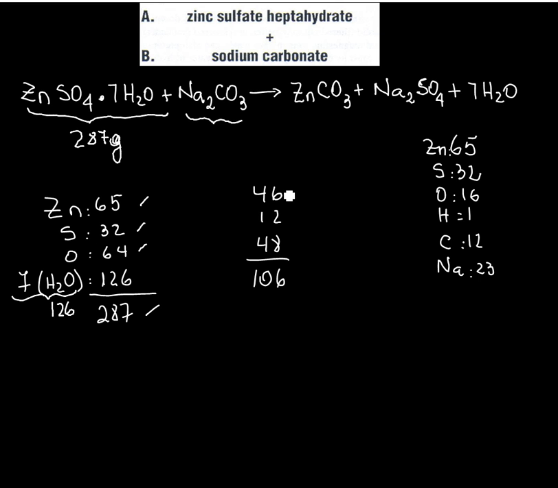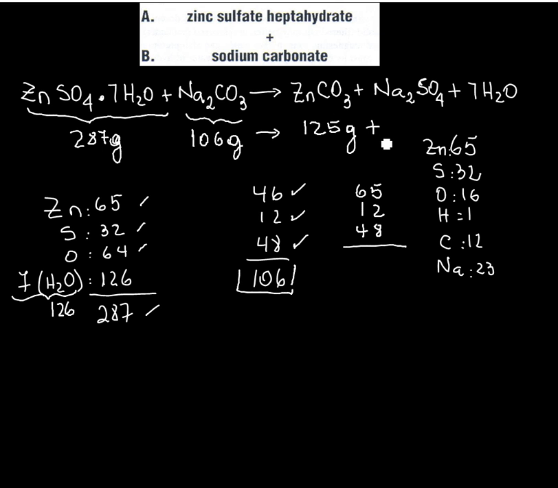Now, for this one, we have 2 times sodium, which is 46, plus 12 of the carbon, plus 3 times 16, which is 48. That makes a total of 106. So 106 would be the mass, in grams, of the sodium carbonate. That is going to give me the same as 65 plus 12 plus 48. That is going to be for the zinc carbonate, and that is 125 grams.